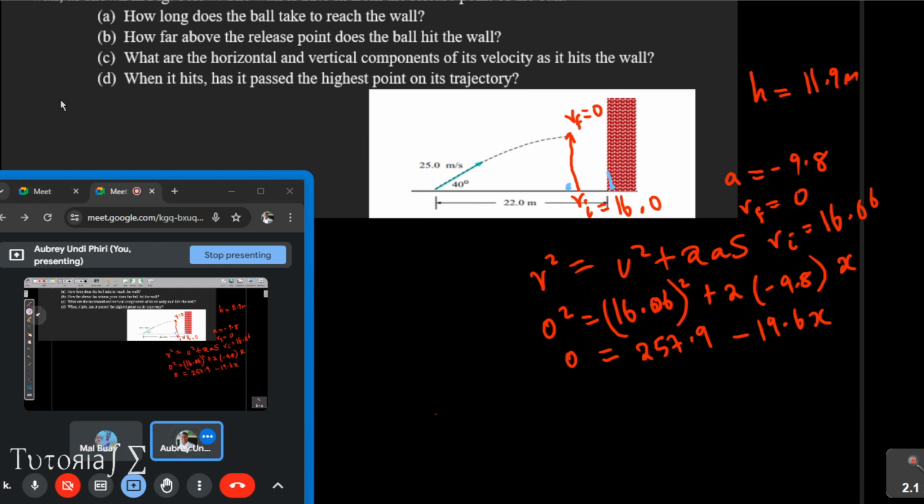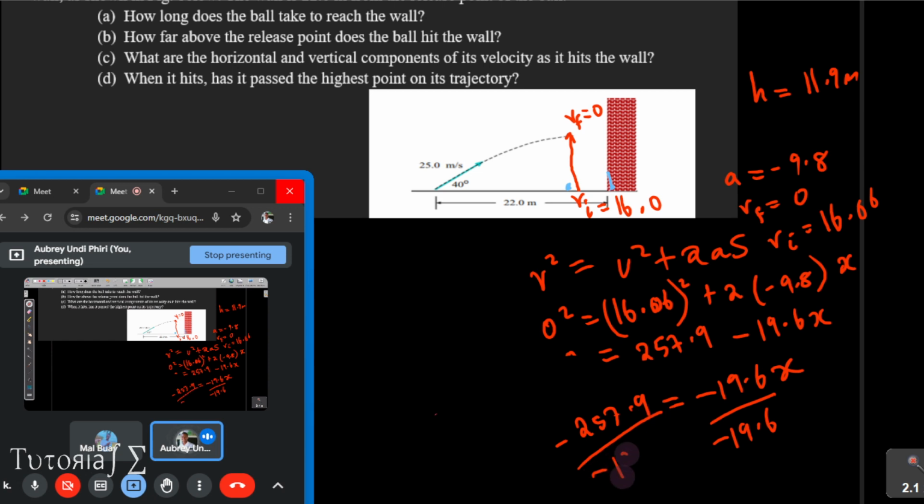So we simply transpose this part. We have negative 257.9 equal to negative 19.6x. Divide by negative 19.6, and we cancel that. Then x will be equal to 13.15.